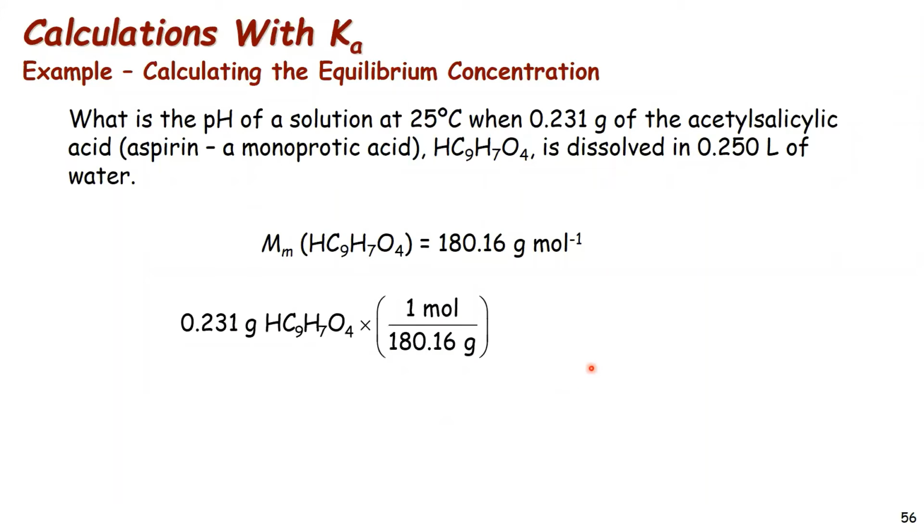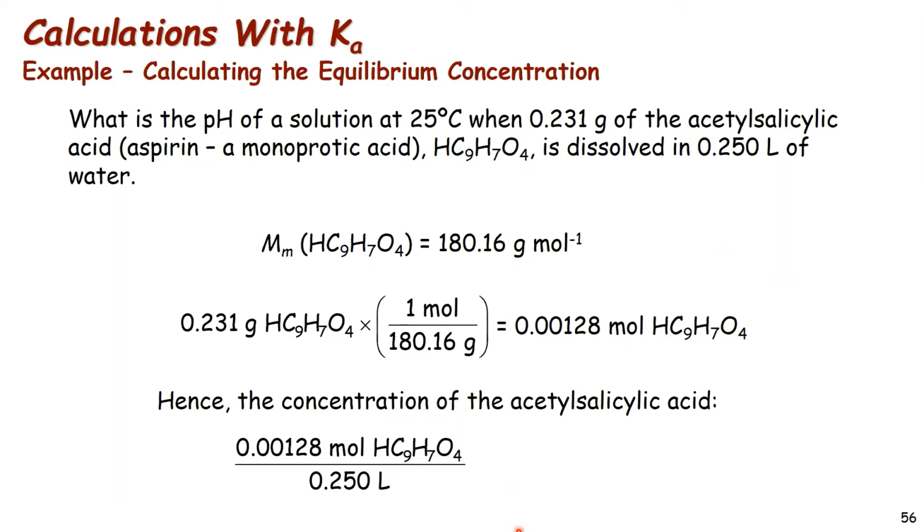And so that'll give us 0.00128 moles of the aspirin. And we're going to divide that now by the volume of the solution, the 0.25 liters. And that gives us an initial concentration of aspirin of 0.00510. Okay, so there is our initial concentration. Like I said, most acids are actually solids, and so this is how we would determine our initial concentrations.